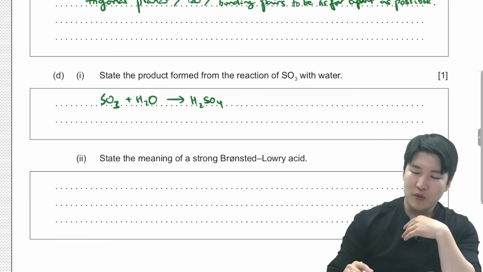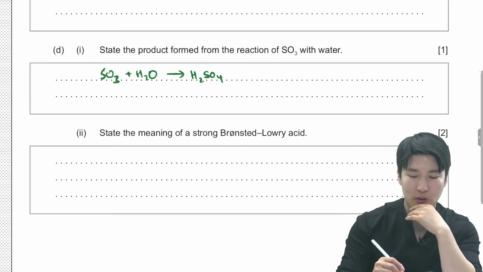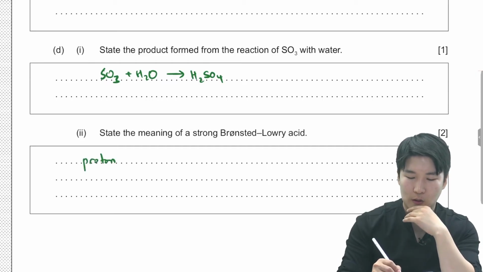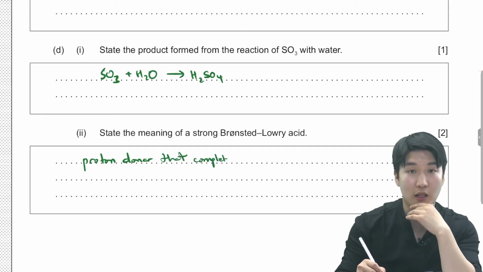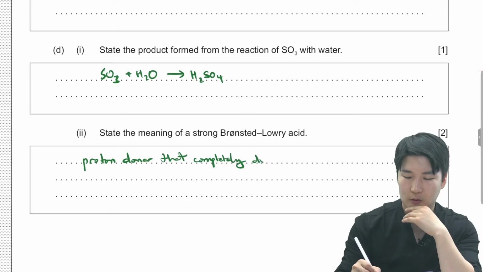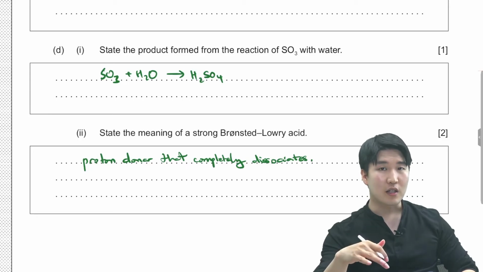The meaning of a strong Bronsted-Lowry acid is a proton donor that completely dissociates, like HCl, like sulfuric acid, like nitric acid.